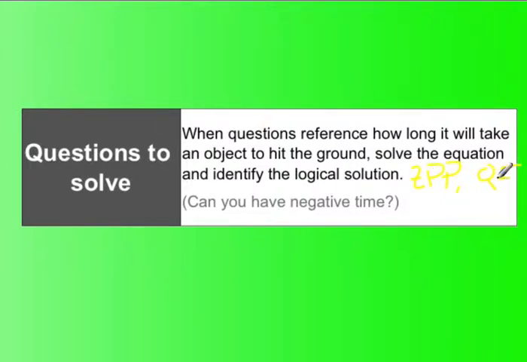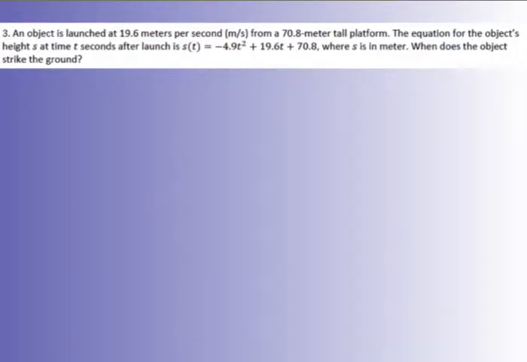Remember, that's using the zero product property or the quadratic formula. And remember, can you have negative time? No, you cannot. So if you end up getting negative time, then you know you need to cross off that negative time answer, because as of yet, we haven't exactly figured out how to travel back in time. So let's take a look at number 3.